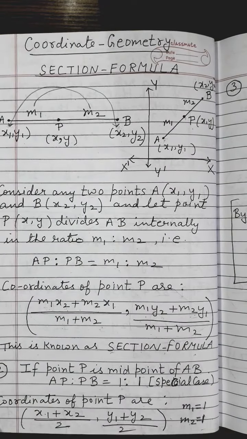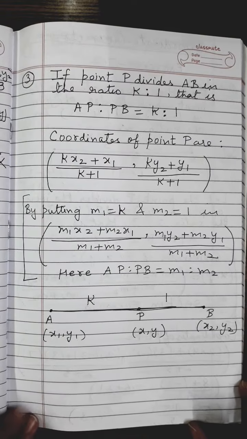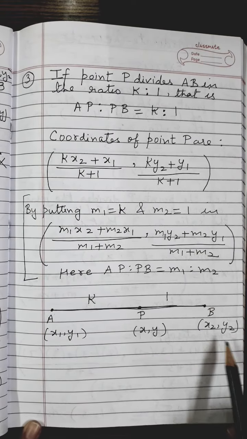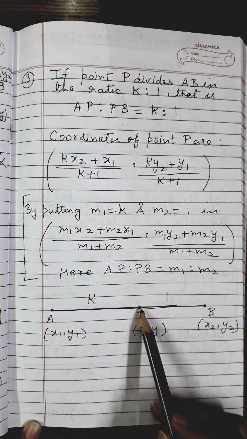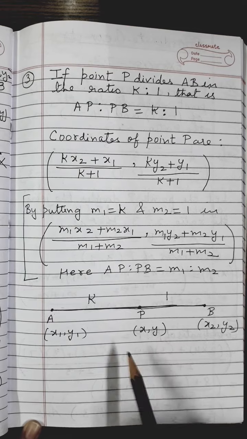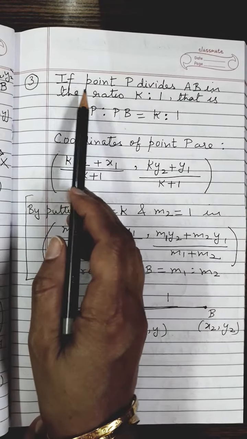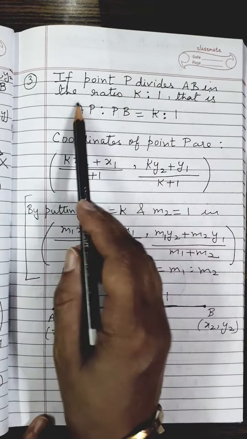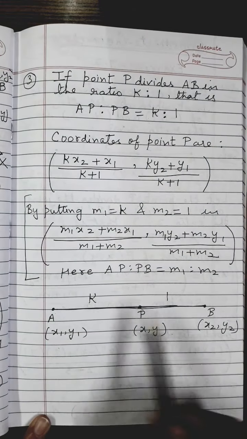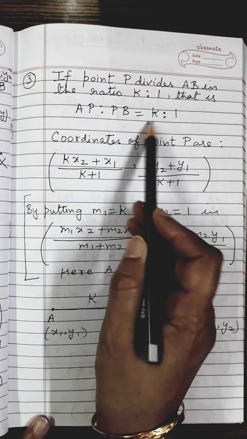Then there is one more case. In this case, I have drawn this diagram again. This is line AB, coordinates of A are x1, y1, coordinates of B are x2, y2, and P is a point lying internally on this line AB having coordinates x, y. Now the third case says that if the point P divides AB in the ratio k is to 1, that is AP is to PB is k is to 1.